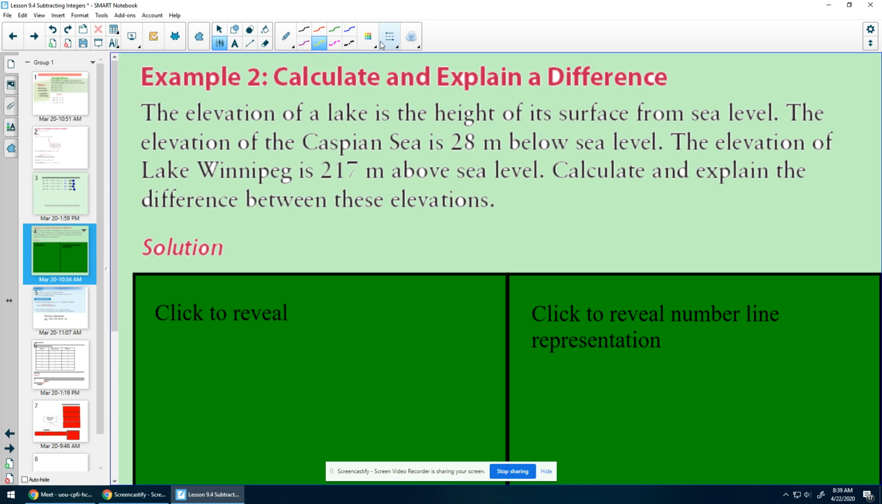So right away, we're going to highlight some key information. The elevation of the Caspian Sea is 28 meters below sea level. So if it's below, that's going to give us -28. The elevation of Lake Winnipeg is 217 meters above. So that's going to give us +217. Calculate and explain the difference between these elevations.